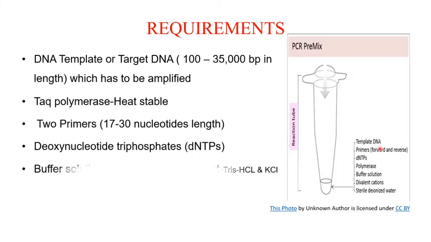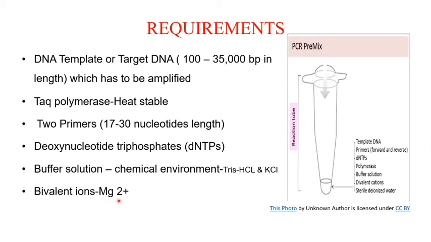And the next one is buffer solutions. PCR buffer helps to boost up reaction and amplification efficiency and maintain constant pH nearly 7.9 to 8.5 by keeping constant chemical environment. The commonly used buffers are Tris HCl, KCl, etc. And bivalent ions Mg2+ also, in the form of MgCl2, is included in buffers as it works as a cofactor for Taq DNA polymerase.